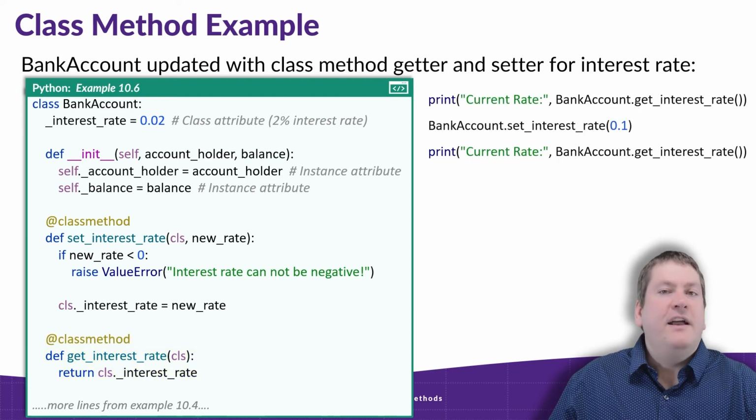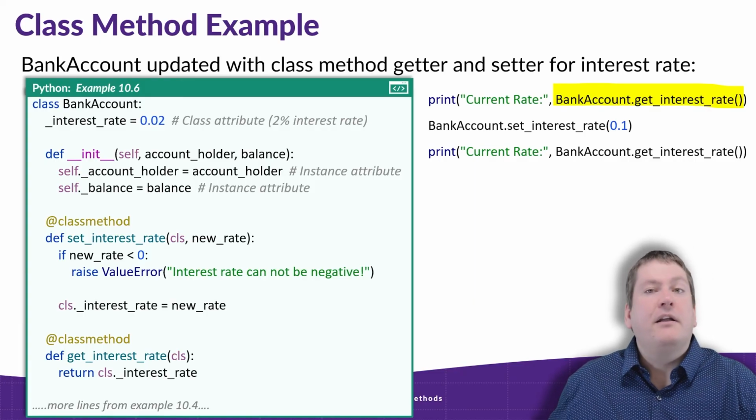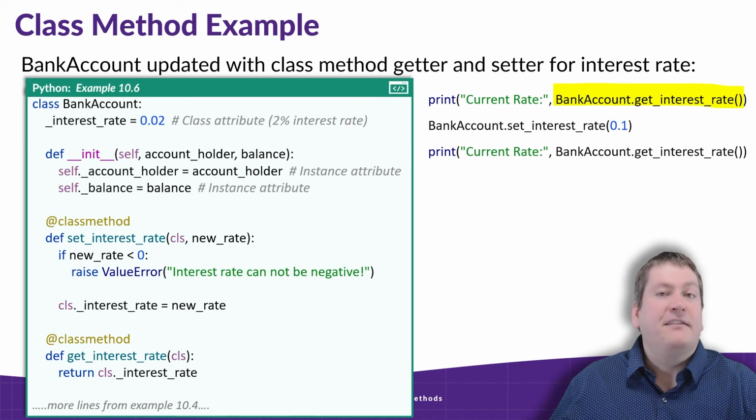So let's take a look at using this class with a few lines here. What we're doing is we're first going to print out the current interest rate. We're going to modify it using set interest rate, and then we're going to print it out again to see what happened. So here we're accessing it through the class name, BankAccount.getInterestRate. So this way we're accessing it is by calling the getInterestRate method, and then that's going to look up the value and return it for us. Remember, since we've put that underscore, it means it's private, so we shouldn't access the class attribute directly.